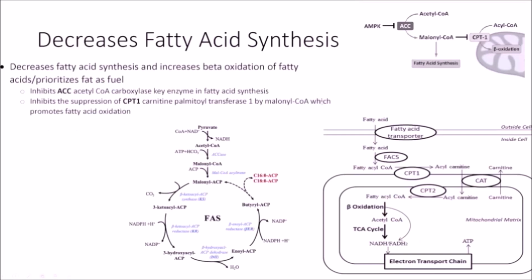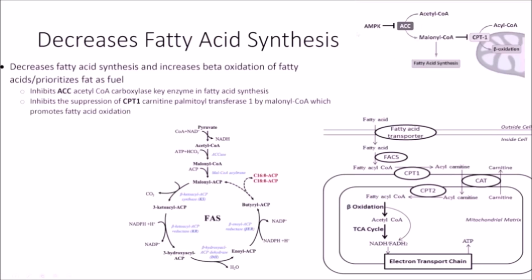Furthermore, AMPK also has effects on how fat in your body is used. So it decreases fatty acid synthesis, meaning creation of fat to be stored in your body, and increases beta oxidation of fatty acids, meaning the breakdown of fats into forms that can be used in the electron transport chain to create ATP as energy. So overall, this process helps to encourage your body to use fat as a source of fuel as opposed to glucose, and lowers your blood sugar as well.